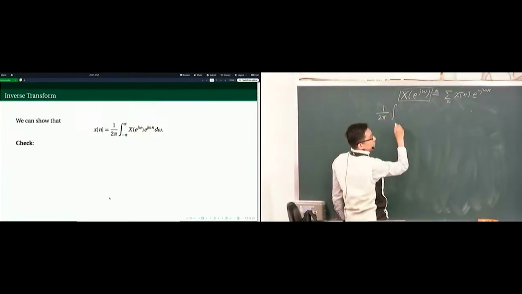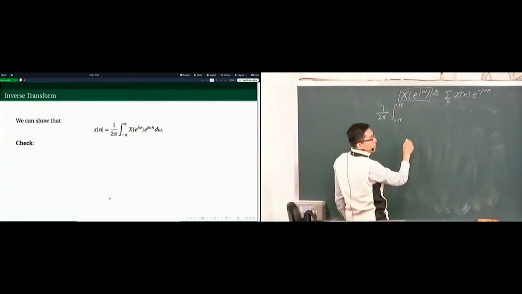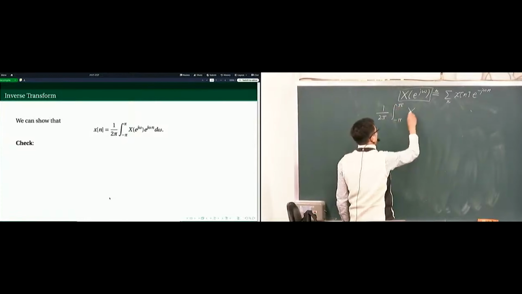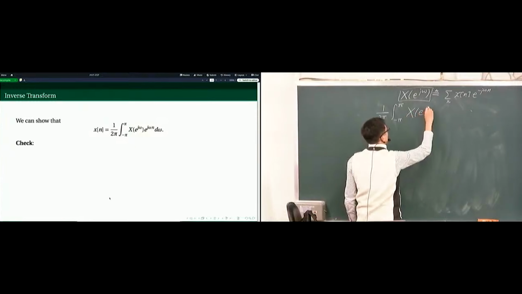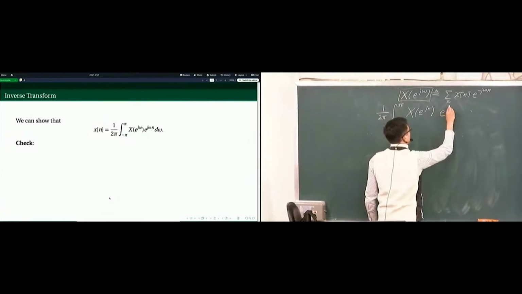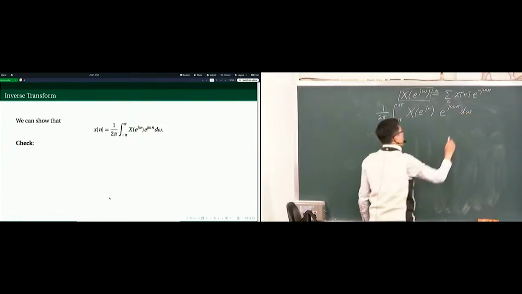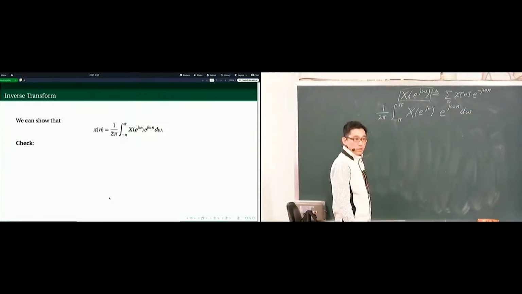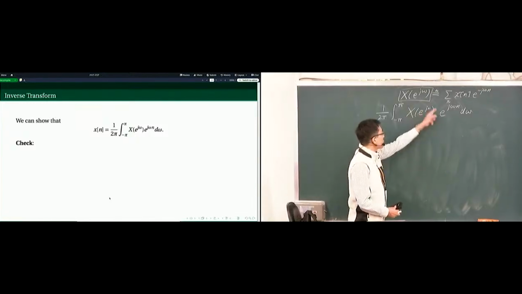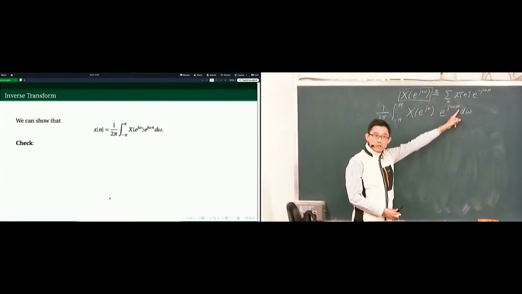1 over 2 pi, integral from minus pi to pi of the spectrum, the DTFT, times e to the j omega n, and the integral is with respect to the small omega, the frequency. This expression takes us from the frequency domain with the spectrum back to the time domain. The result will be a function of n.